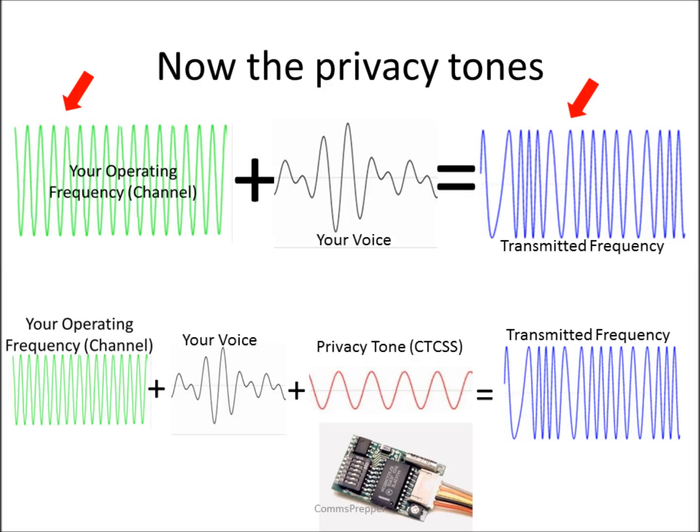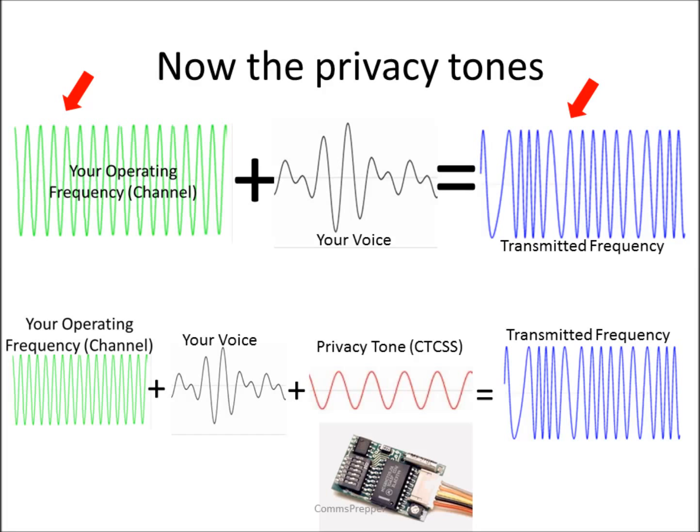For PL, looking at the bottom example, again you have your operating frequency, your channel, then we add your voice into it, but also we add one of the subaudible tones. And below that's a picture of an aftermarket encoder board for older radios that didn't come with this feature from the factory. So your voice and the tone are inserted into the operating frequency, creating a new transmitted frequency where the deviations between the peaks contain your voice and the subaudible tone. And that subaudible tone is what the receiving radio is going to be looking for, in addition to the voice.